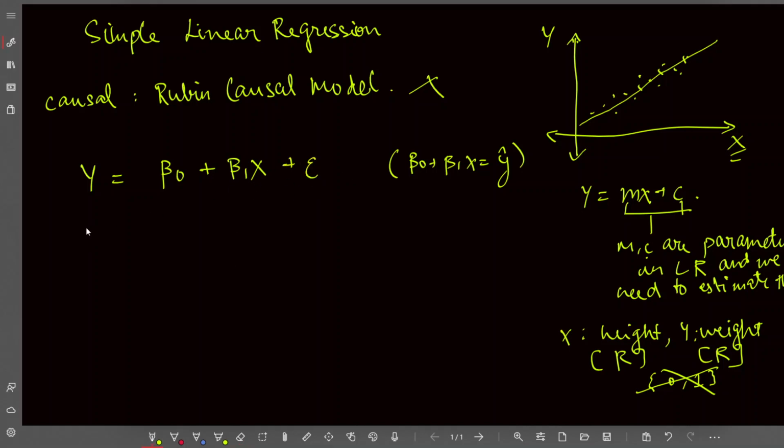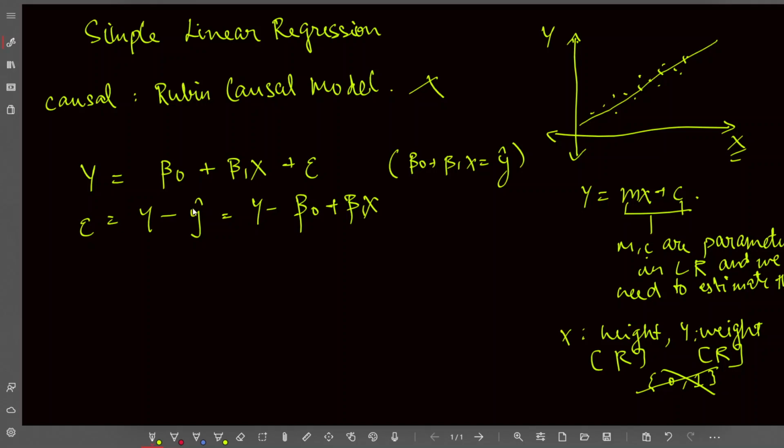So what is this error term? The error term is basically y minus y hat, which is equal to y minus (beta naught plus beta 1 x), because chances are that our linear regression model will not be able to establish a perfect relationship with our dependent variable, right?